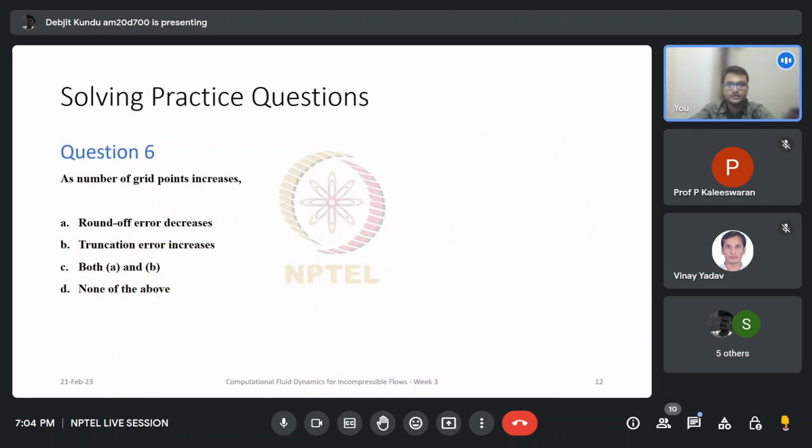We move on to question number 6 of today's session, which is: as the number of grid points increases, what happens? Option A, round-off error decreases. Option B, truncation error increases. Option C, both A and B. Or is it D, none of the above?